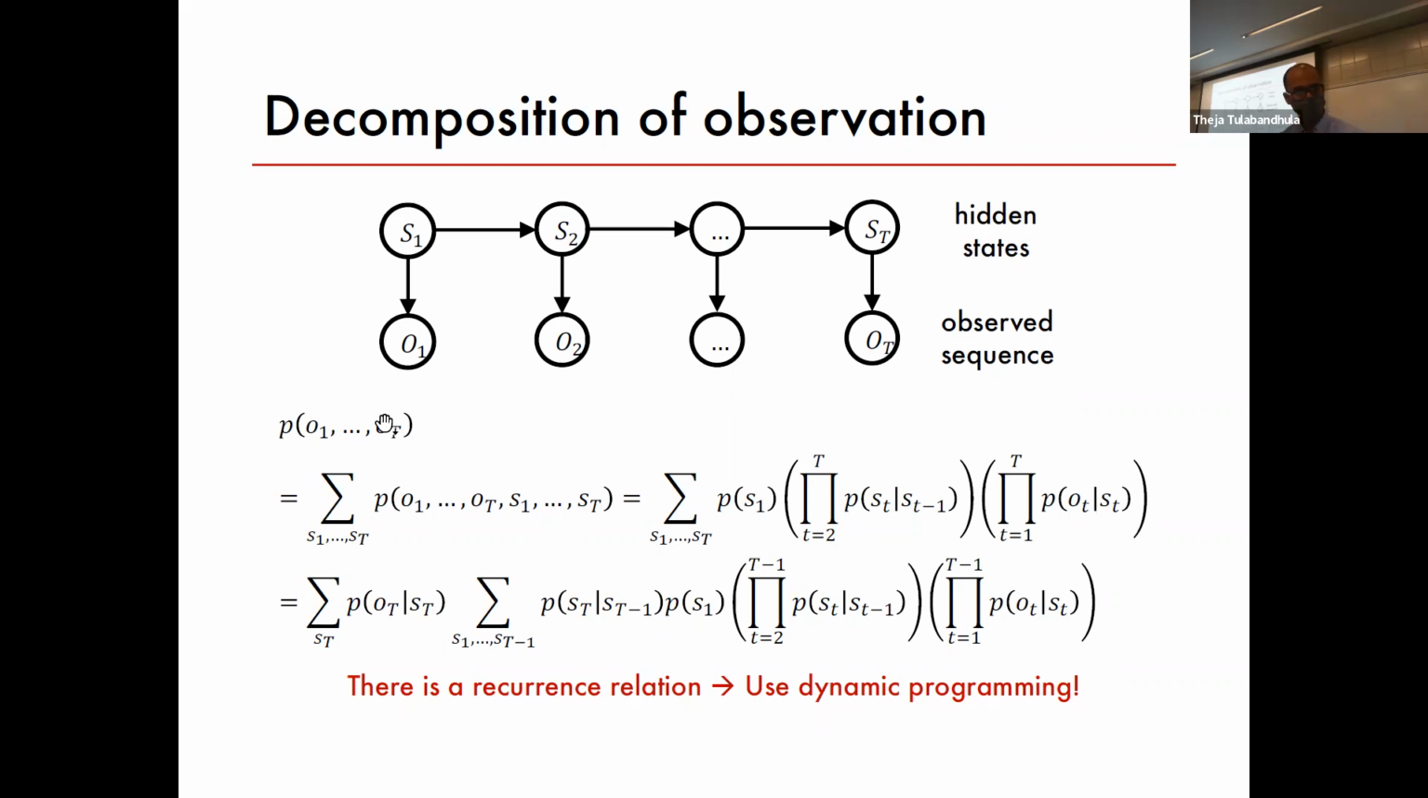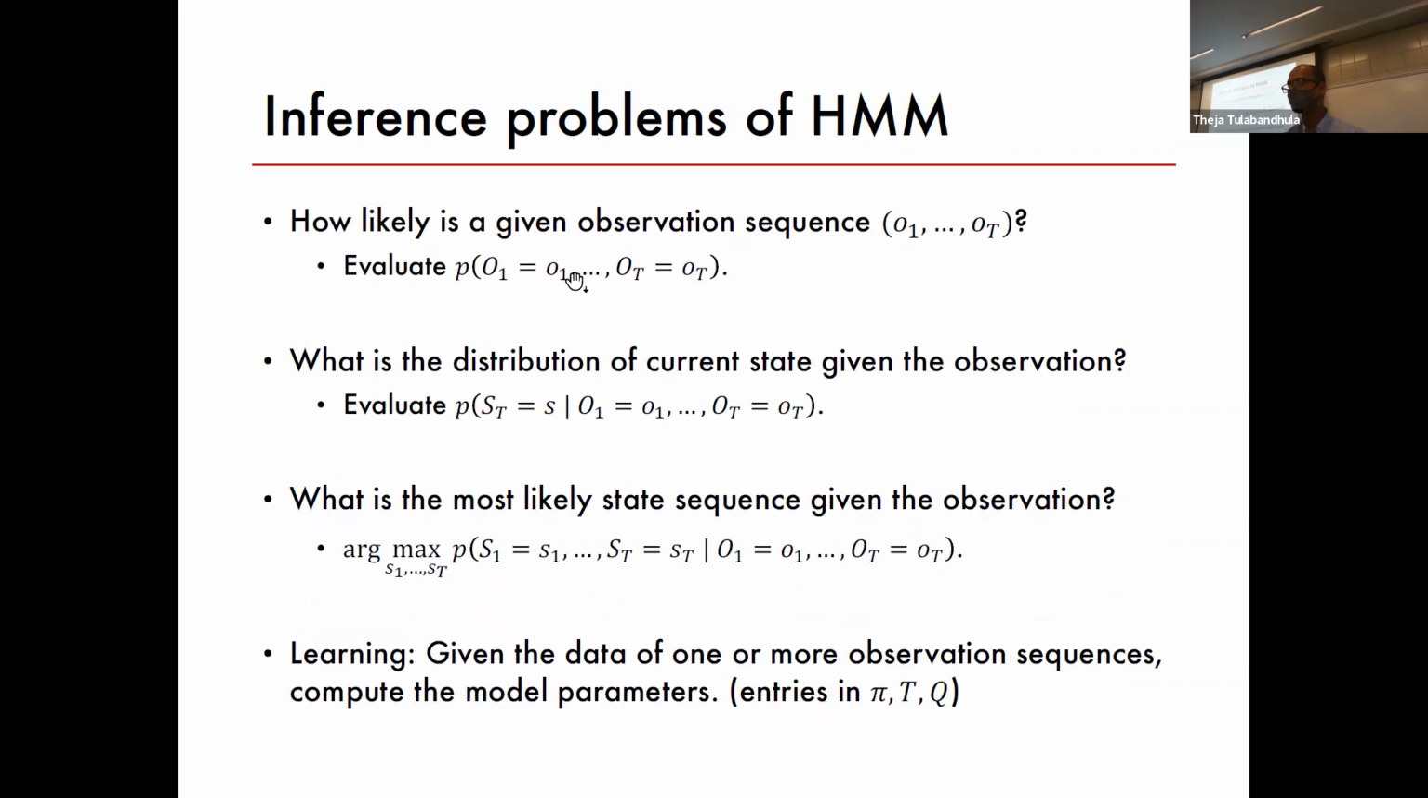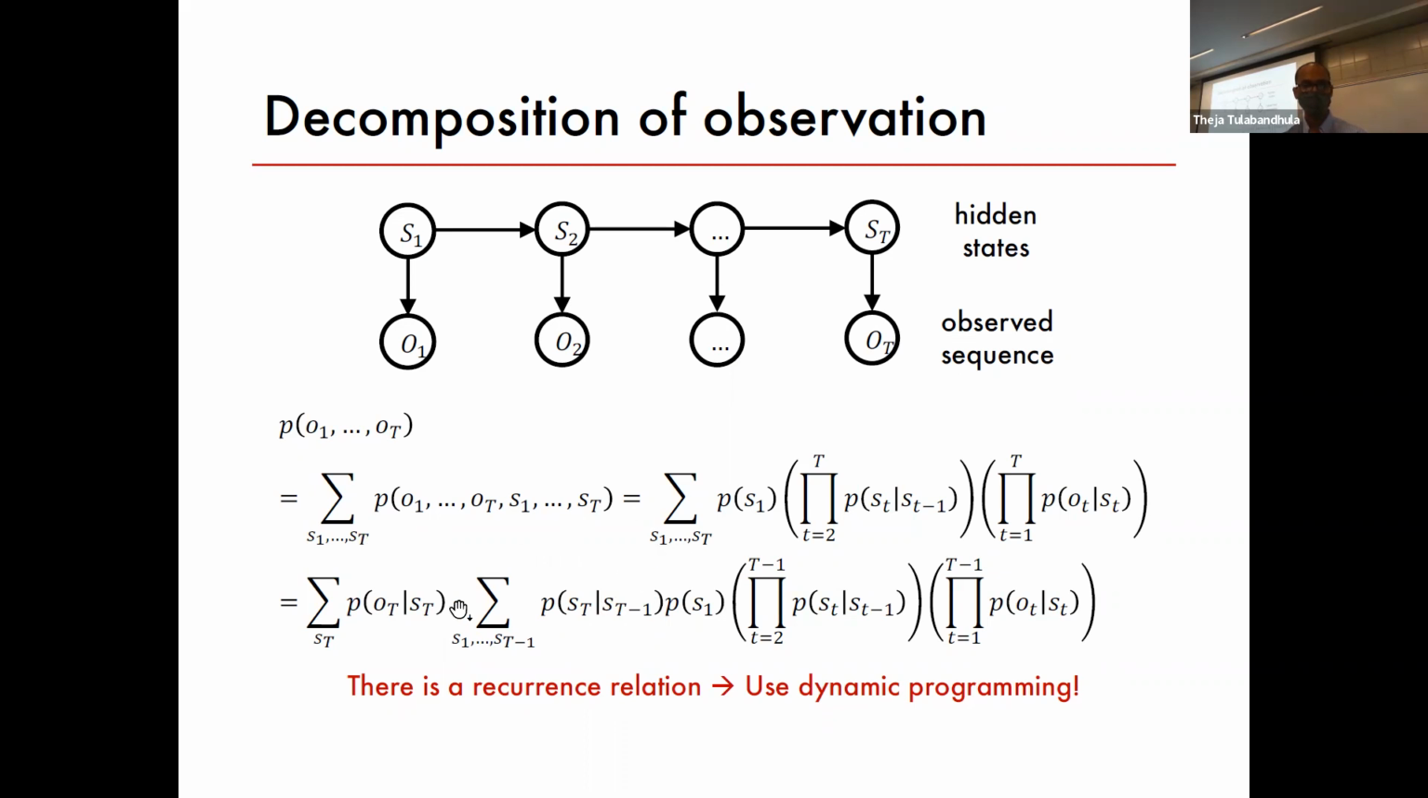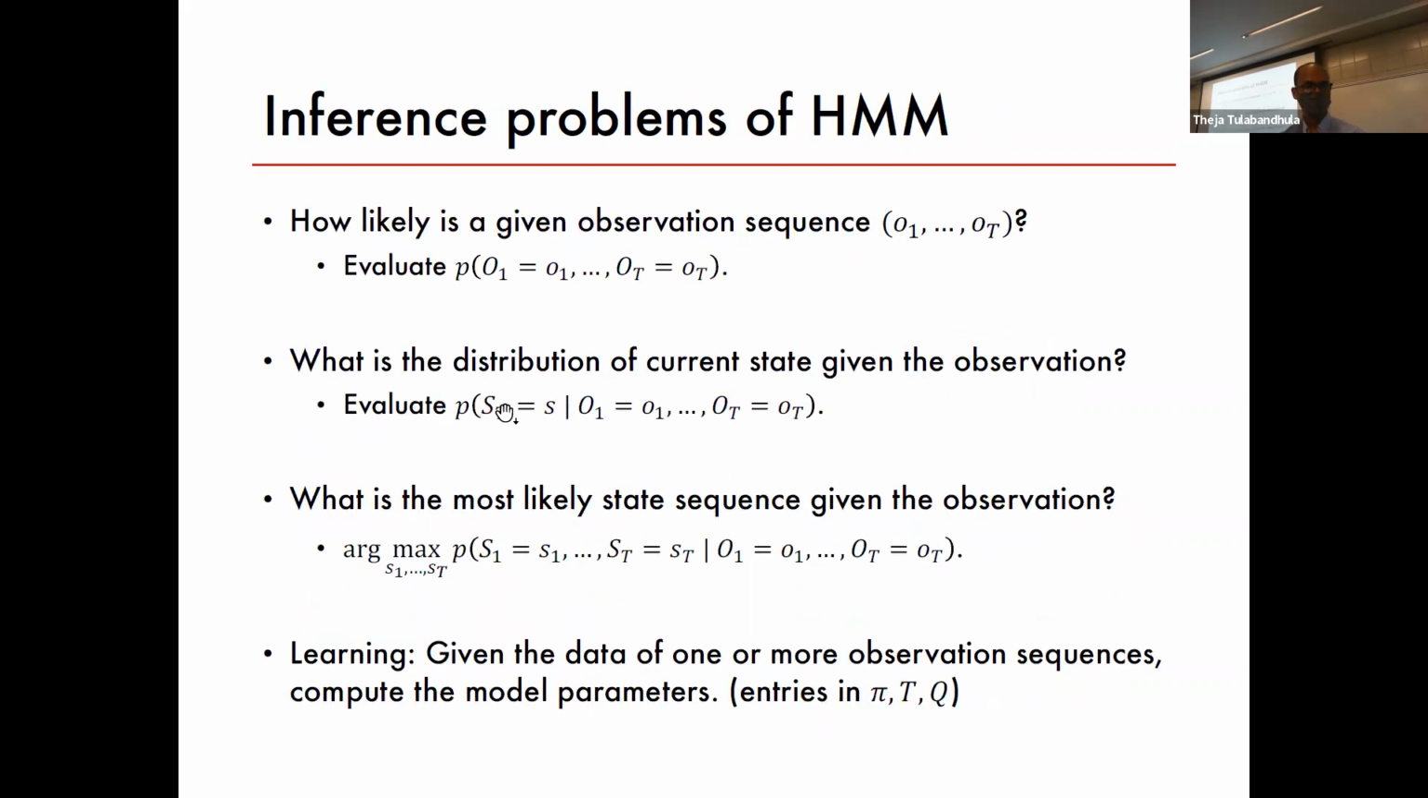We'll change the problem to not computing the first question, which is evaluating the marginal probability, because that's just this, and this is a very simple recursion here. What we'll do is focus on the second question, which is the distribution of the current state given the observation. That problem is called filtering. And if you look up Wikipedia for hidden Markov models, doing the inference for this using dynamic programming is achieved by something called the forward algorithm.